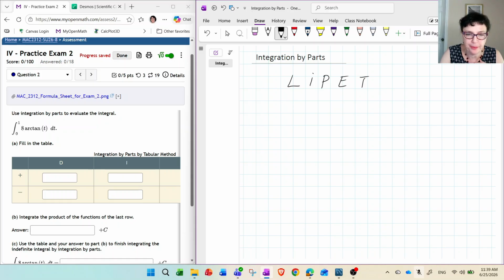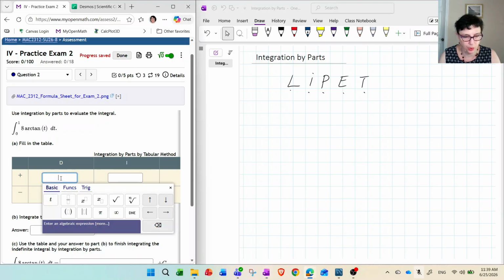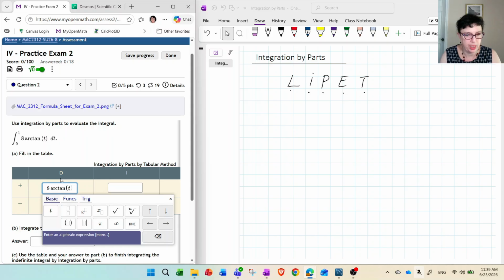It's called LIPET. So this stands for logs, inverse trig, which is what I have, polynomial, exponential, t. Now, because I comes first, that goes in the D column, but you're wondering what else is there? Well, I guess you can just say 1. And 1, you can think of it as a polynomial like t to the power 0 or something. Okay, so arctangent will go into the D column.